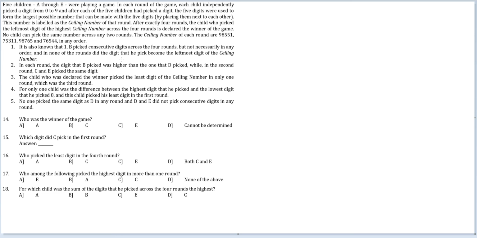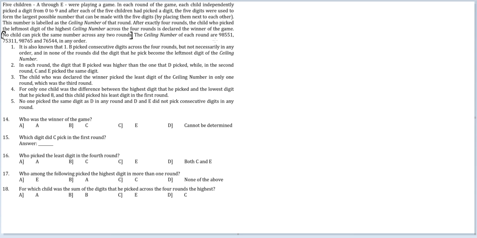Okay, so from the 5 digits that the 5 kids have picked, they make the largest possible number of 5 digits that can be made. After exactly 4 rounds, the child who picked the leftmost digit of the highest ceiling number across the 4 rounds is declared the winner of the game. No child can pick the same number across any 2 rounds. Okay, this is important. Every child will pick different digits in every round. Nobody will pick the same digits across any 2 rounds.